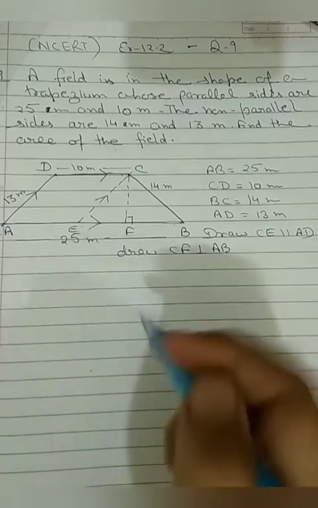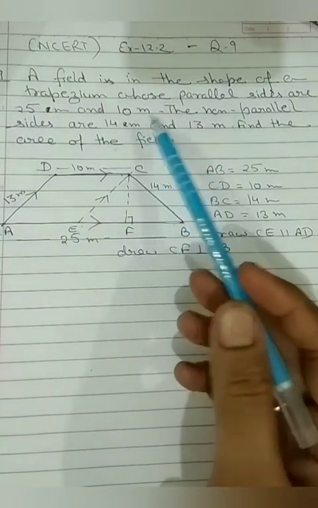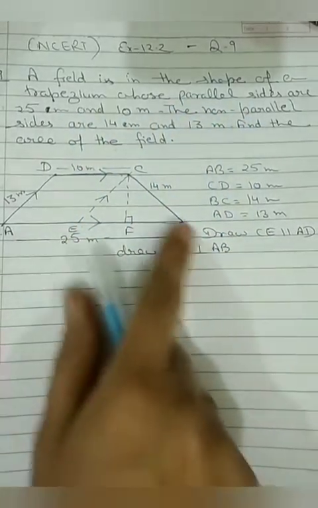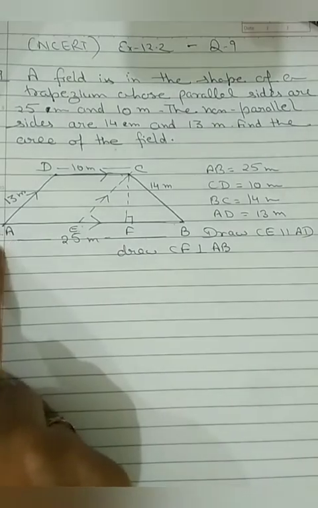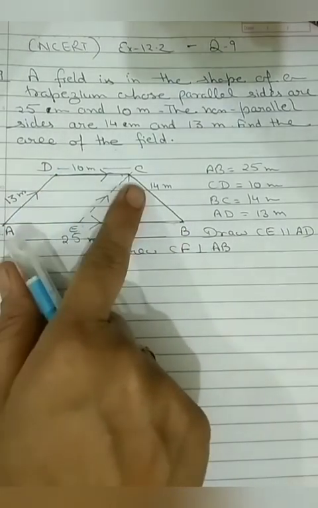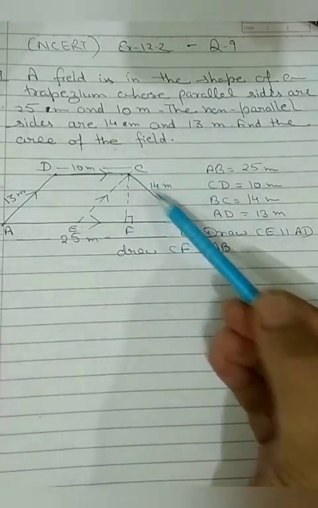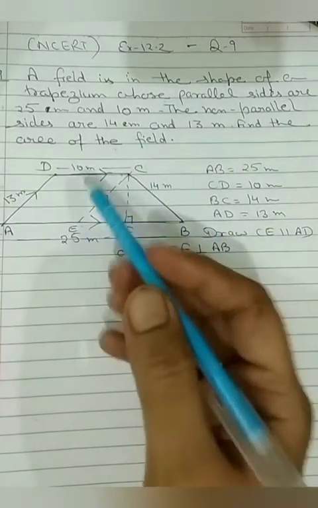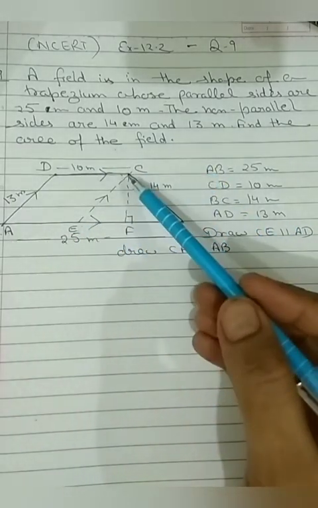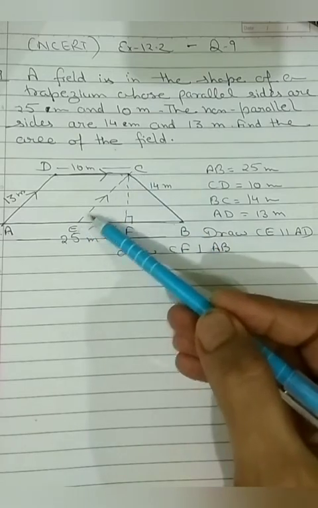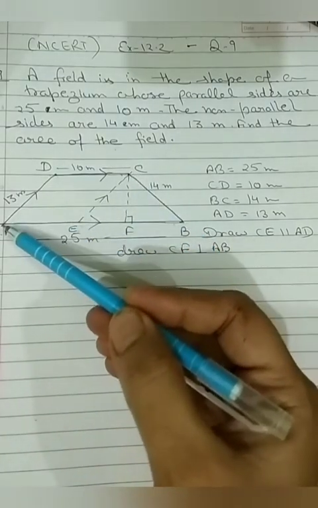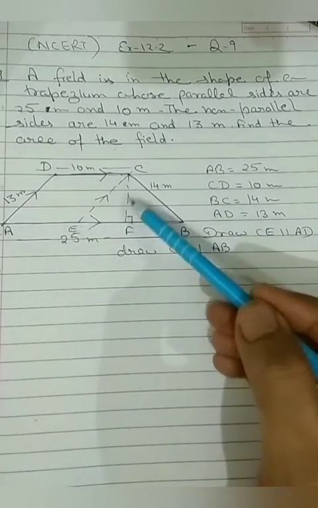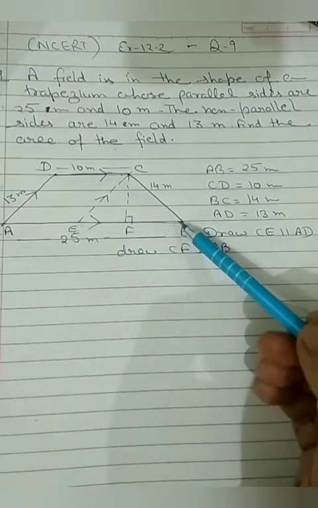Let's take one more example to understand the application of Heron's formula. A field is in the shape of a trapezium ABCD whose parallel sides are 25 meters and 10 meters and non-parallel sides are 14 meters and 13 meters. We have to calculate area of it. For this, firstly we will draw a line CE parallel to AD, and one more construction we are going to do, that is drawing a perpendicular CF on AB.